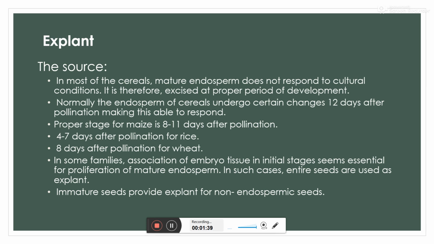This was already discussed earlier: in some families, the association of embryo tissue is also essential for the endosperm to undergo differentiation at the initial stage. After the initial stage, these embryos must be removed. In this case, we can use the entire seed as an explant. And immature seeds provide the explants for the non-endospermic seeds.